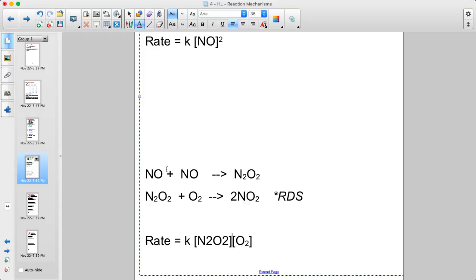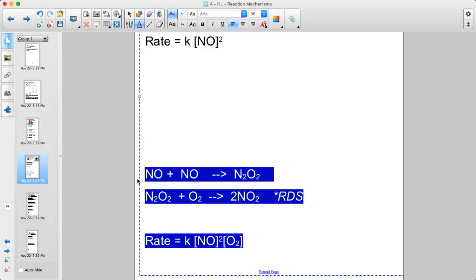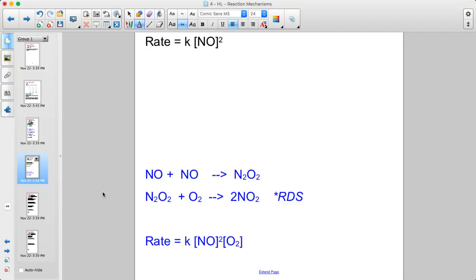What does that depend on? It depends on NO, and it depends on NO twice. And as a result, it depends on NO squared. And so this one gives us the correct rate equation, the one that was given to us in the question, or the one that we figured out from the data. And so therefore, this is the correct mechanism.